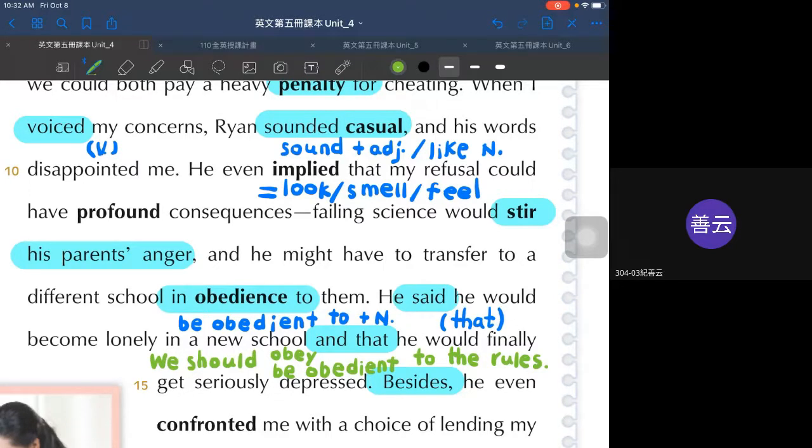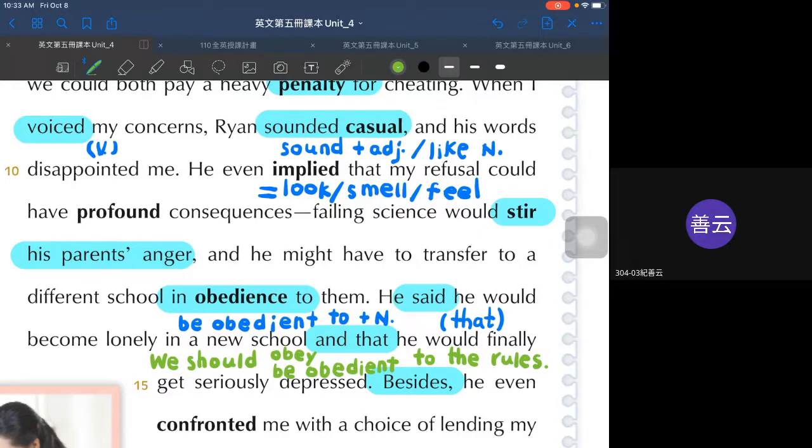So how many things did he say? 1, 2, or 3, or 4? He said he would become lonely in a new school and that he would finally get seriously depressed. So how many statements did he say? It should be 2, right? So the very first thing will be he will become lonely in a new school.